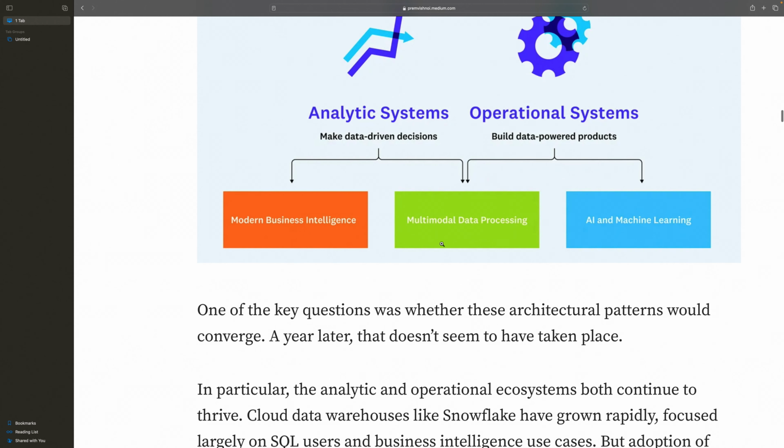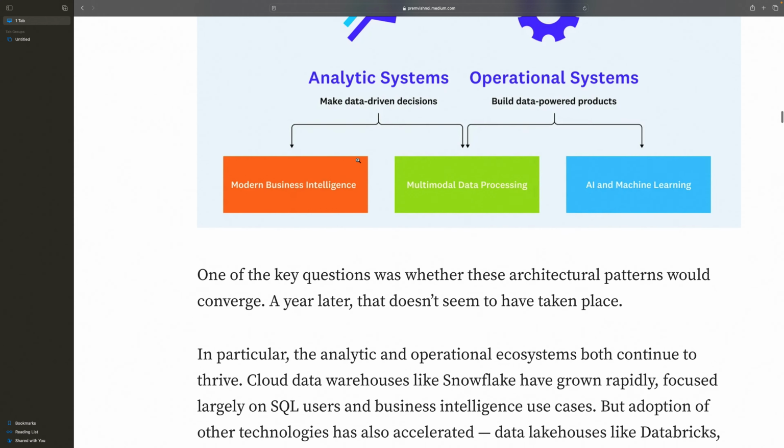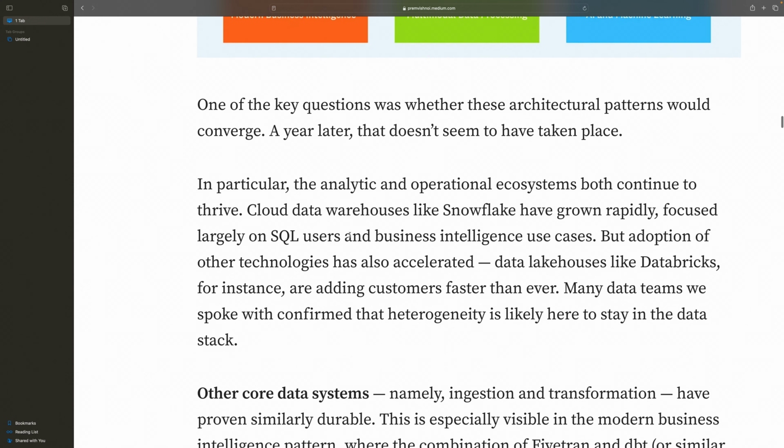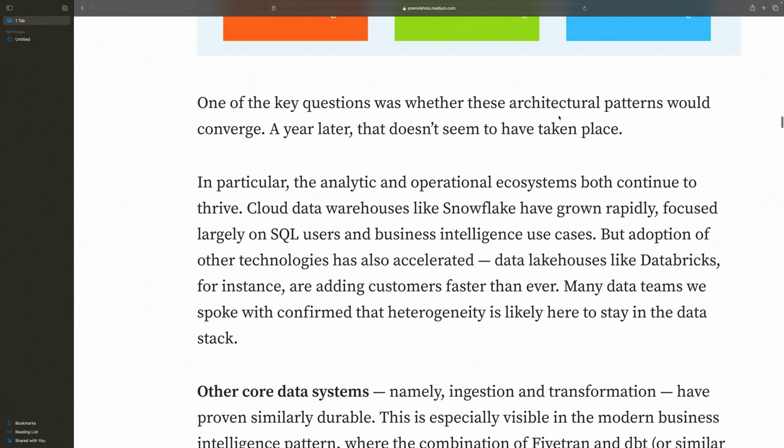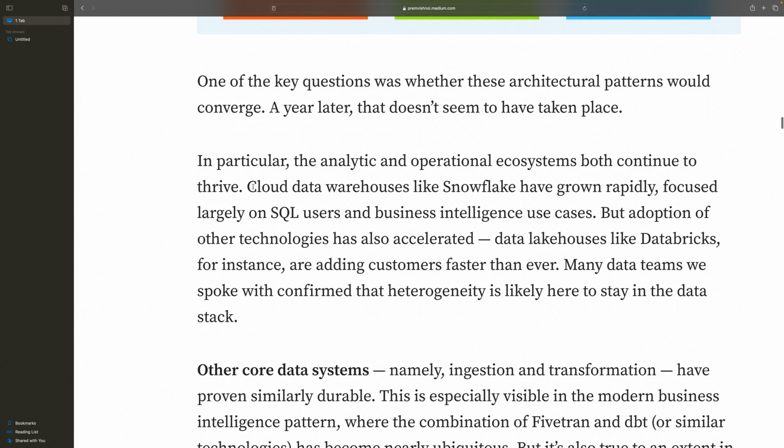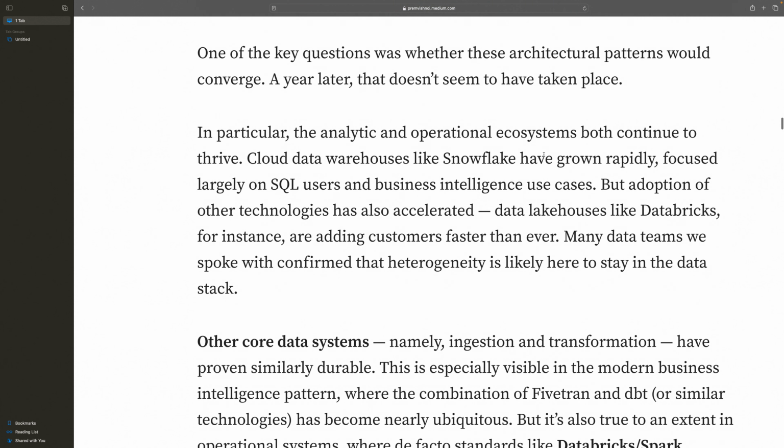Modern business intelligence, multi-model data processing, AI and machine learning. So AI and machine learning operational systems build data-powered products, and this operational system is a mix. One of the key questions here was whether these architecture patterns would be converged. As in the past, this doesn't seem to have taken place. In a particular analytical and operational ecosystem, both continue to thrive.